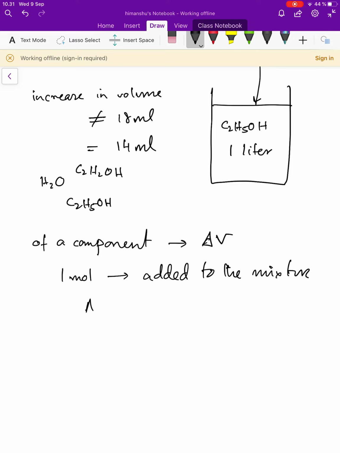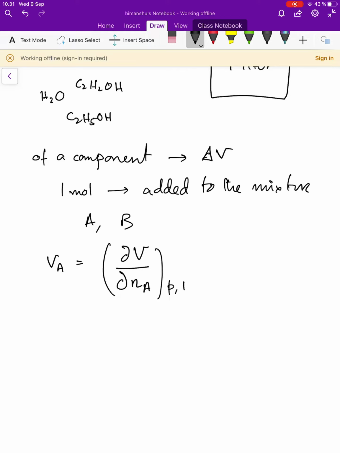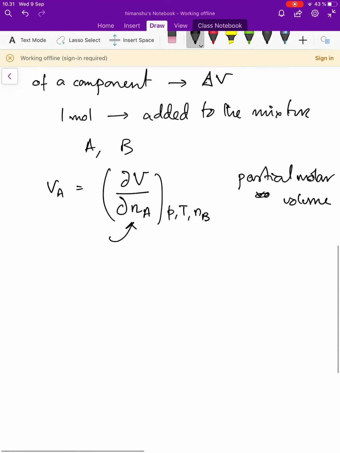For a mixture containing 2 components A and B, the partial molar volume is defined as the partial derivative of the total volume with respect to the number of moles of component A while keeping the other variables in the system constant. This is the pressure, temperature, and the number of moles of component B. This is the partial molar volume of component A. And you can notice that it depends on the number of moles of A and therefore the overall composition.